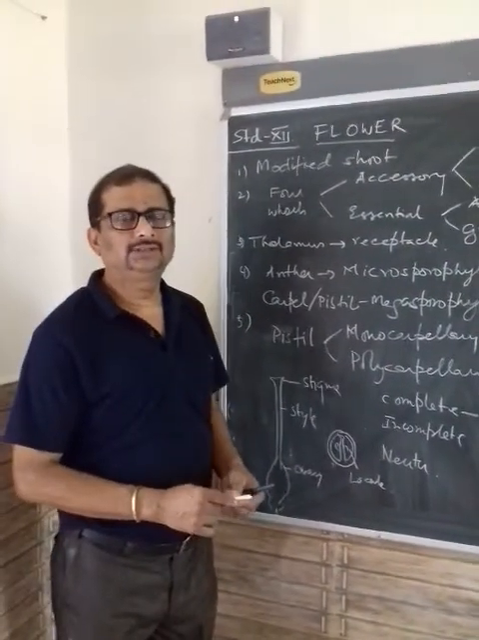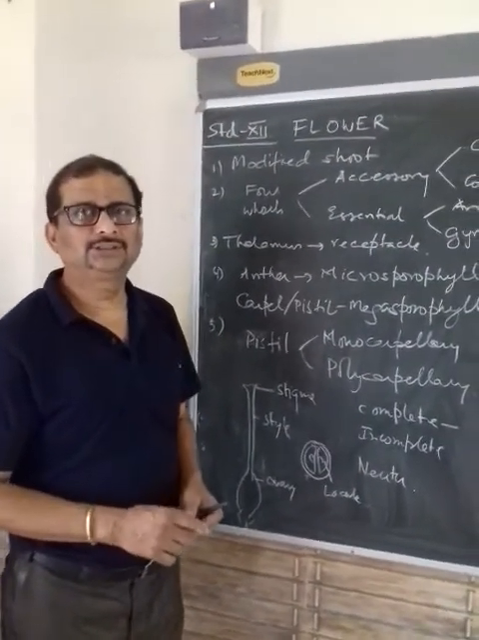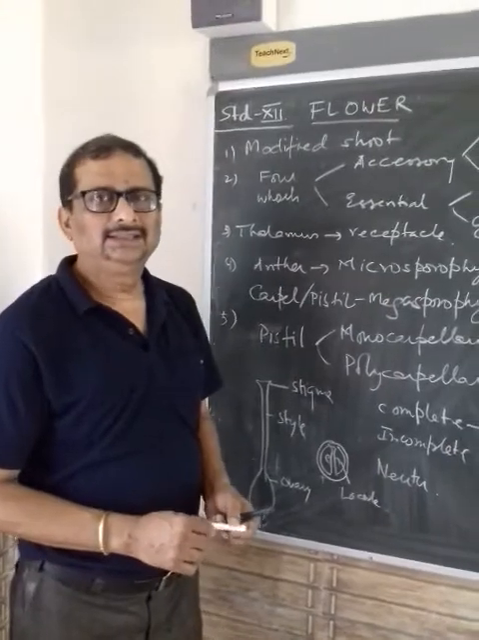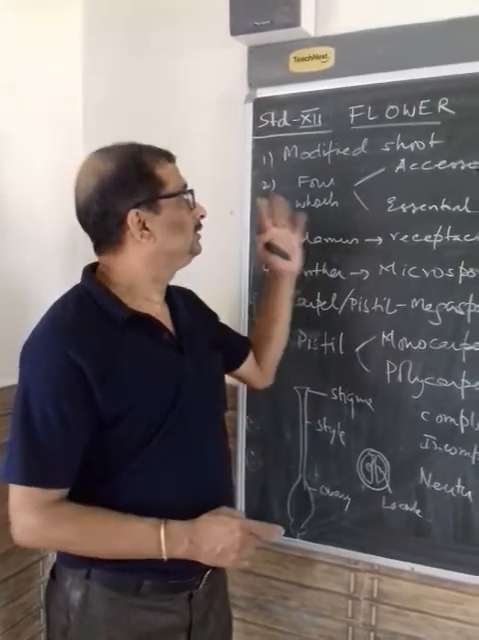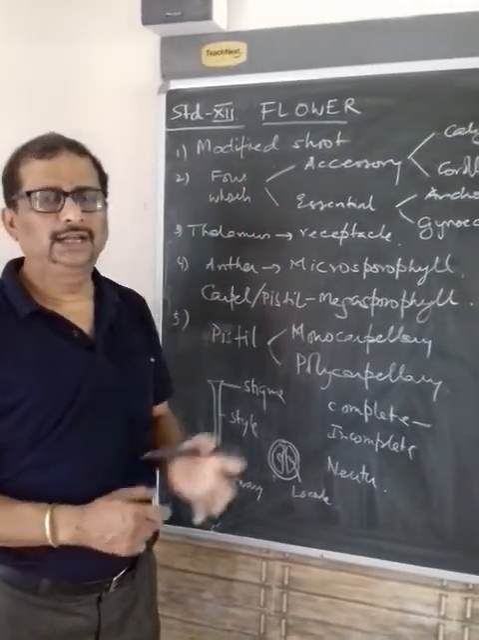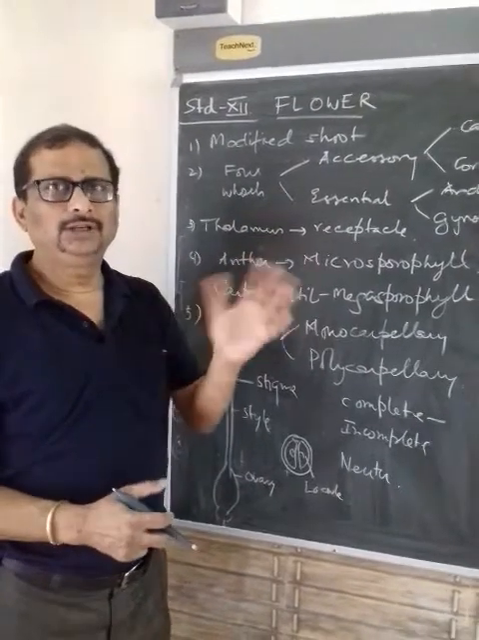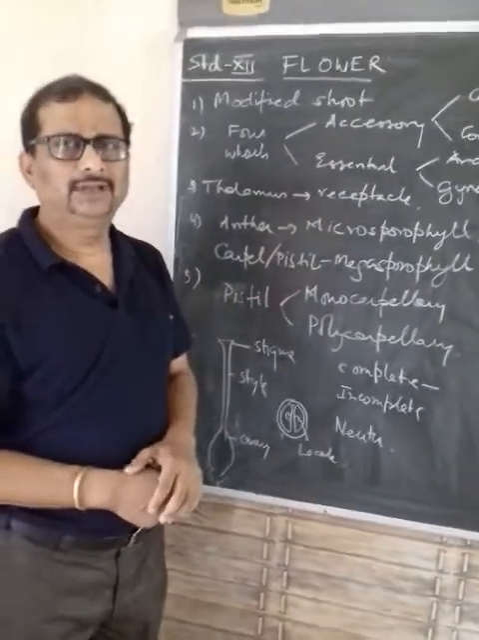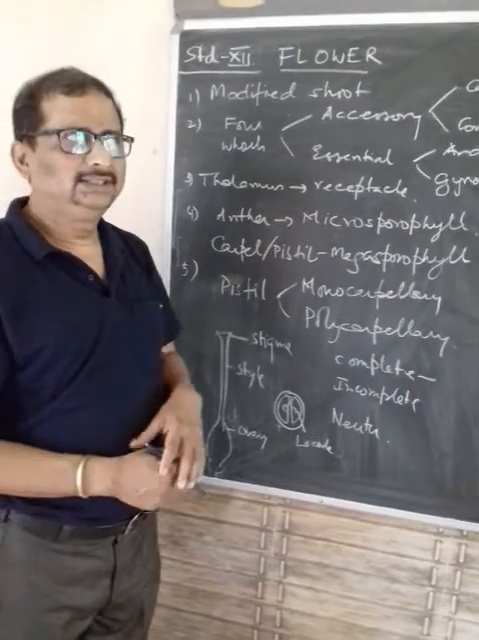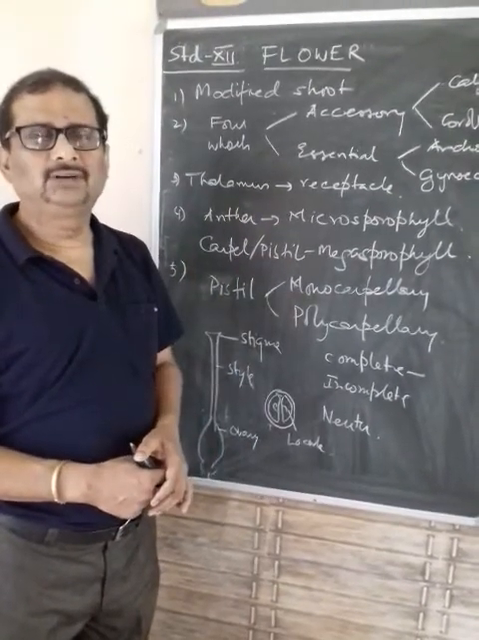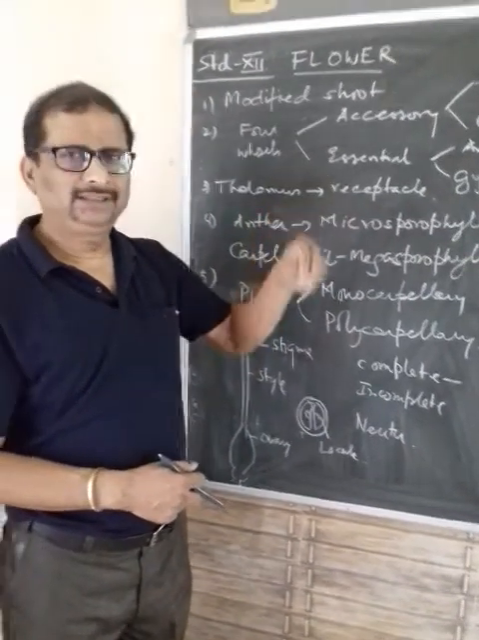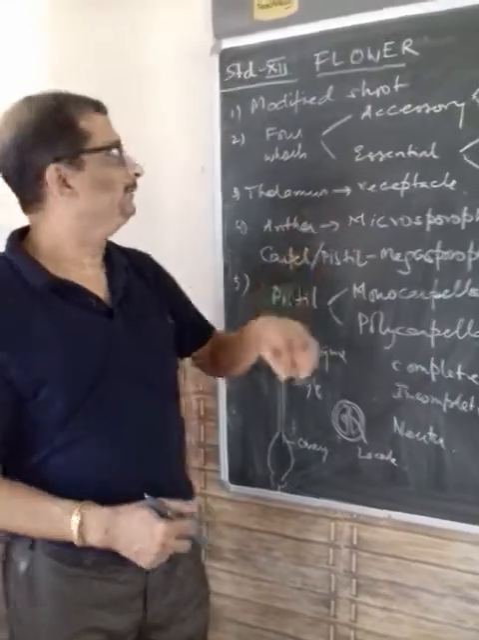Standard 12, we are going to continue with the chapter on sexual reproduction in plants. Today what we are going to study is about the flower. All of you more or less know about the flower, the basic features. This is just a recapitulation, recollecting all those things with a little bit more detail.